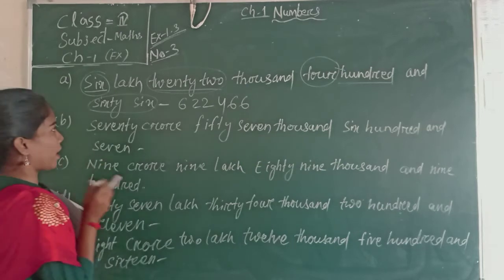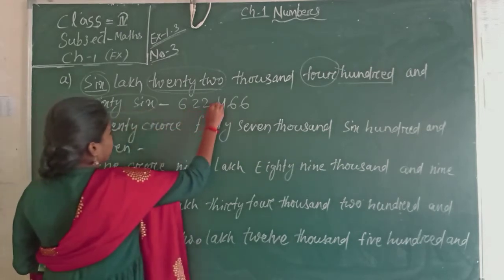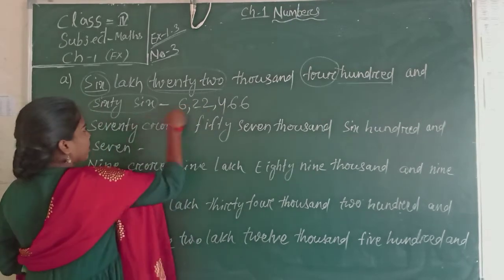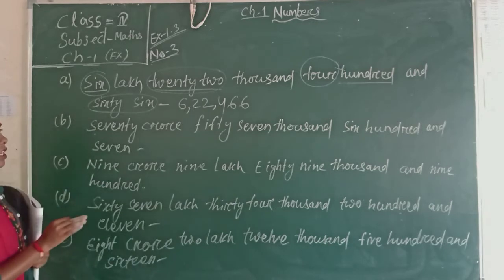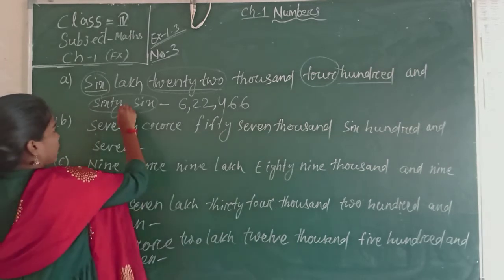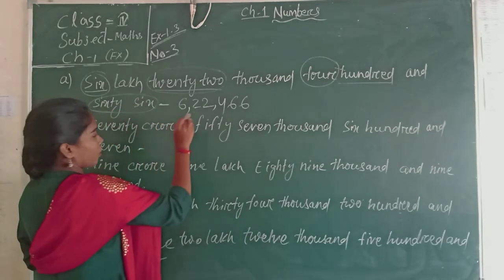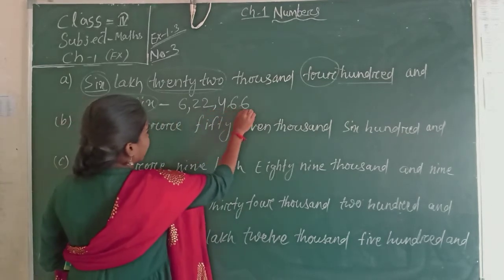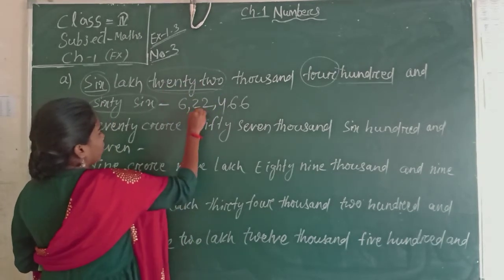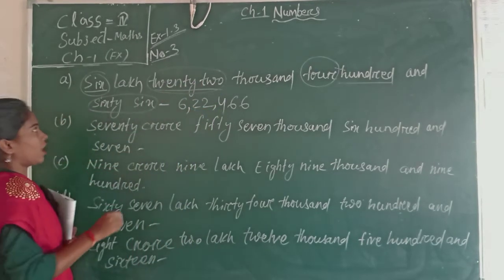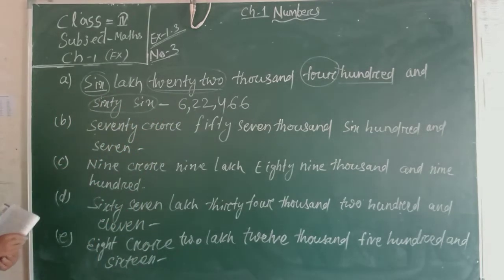Next put commas according to their period. So first put a comma after 3 digits, next after 2 digits. I told you that according to their period you have to put the comma. So in the ones period there is 466. In the thousand period there is 22, so put a comma after 22. Next in the lakh period only 6. So there is 6. Okay.